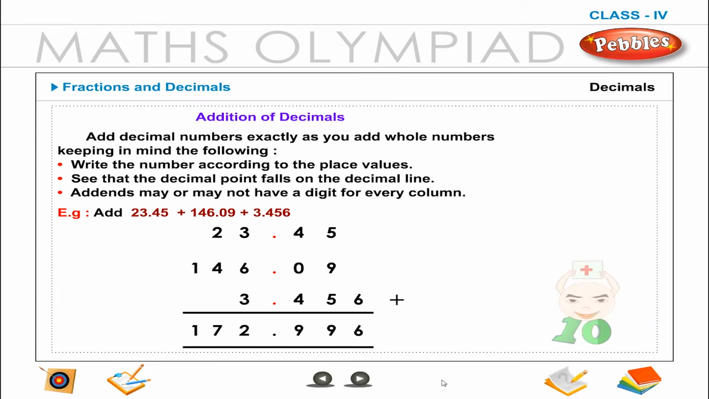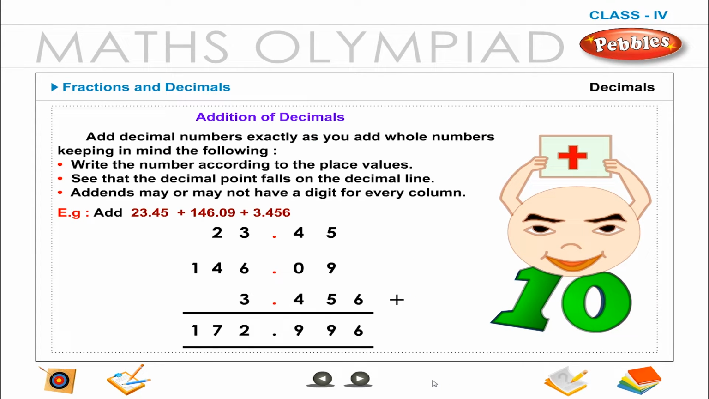Addition of decimals. Add decimal numbers exactly as you add whole numbers, keeping in mind the following. 1. Write the number according to the place values. 2. See that the decimal point falls on the decimal line. 3. Addends may or may not have a digit for every column. Example: add 23.45 plus 146.09 plus 3.456.